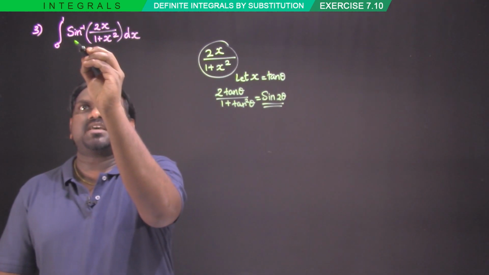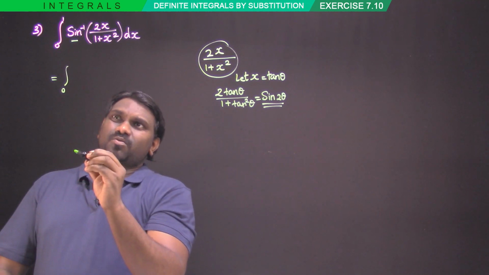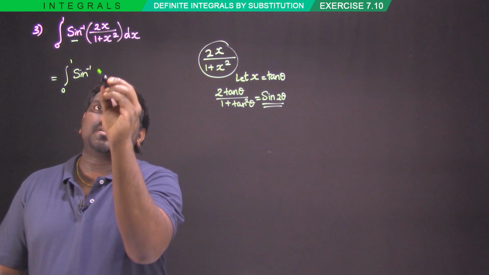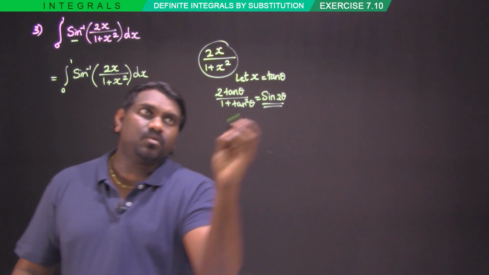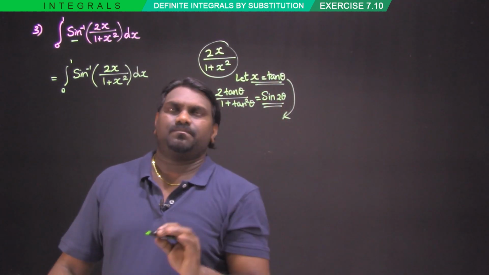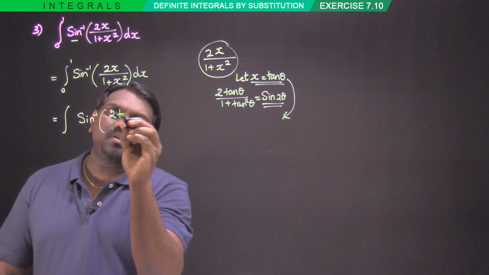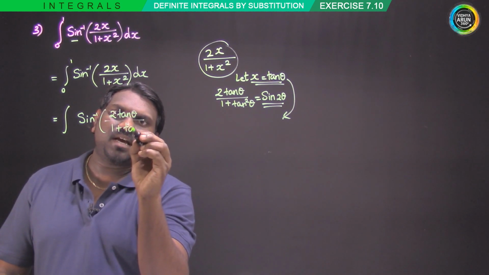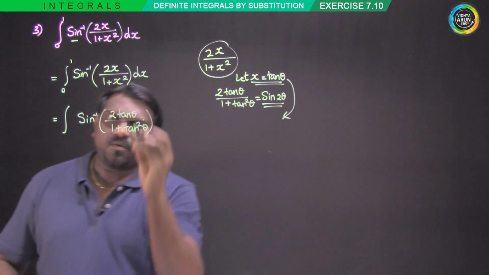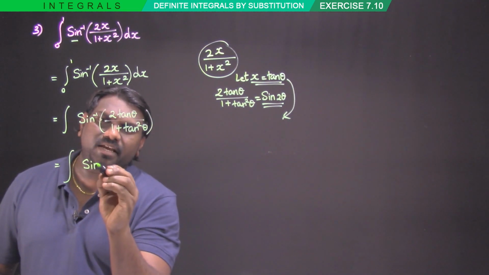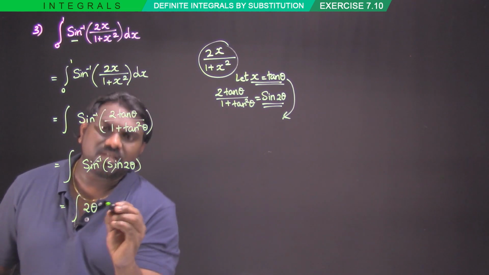When you know it, and when you have a sine over here, you don't need to think twice, just put it inside. So I'm going to write the question again, from 0 to 1, sine inverse of 2x by 1 plus x square dx, and as I told you, I'm going to take x equal to tan theta. So inside it will be 2 tan theta by 1 plus tan square theta, and dx also needs to be found. My intention in doing so is to get sine 2 theta, so that the sine inverse and sine cancel and I will get 2 theta. That is the thing.